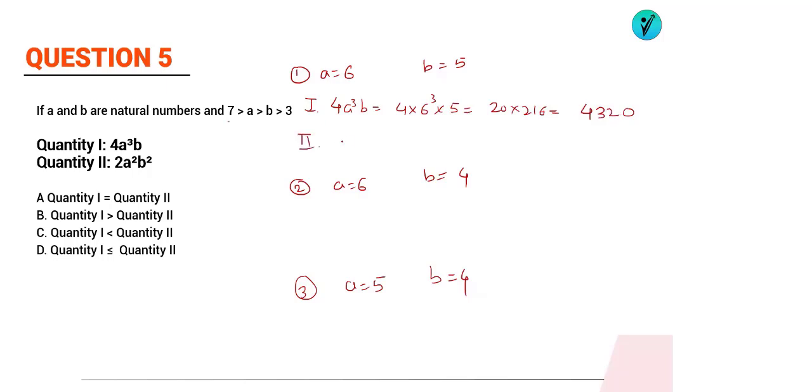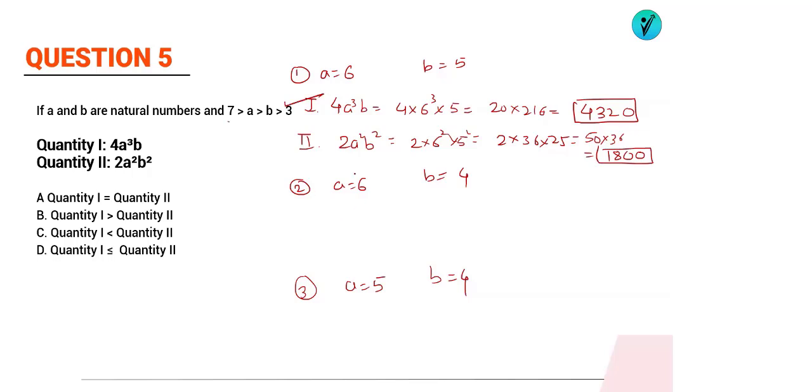And what will be the second quantity? It is 2A square B square. That means 2 into 6 square into 5 square, that means 2 into 36 into 25. So 25 twos are 50. 50 into 36 will be how much? 0 as it is, 5 sixes are 30, carry 3, 15 plus 3 is 18, so 1800. That means this is quantity 1 and this is quantity 2. So we can say quantity 1 is greater.